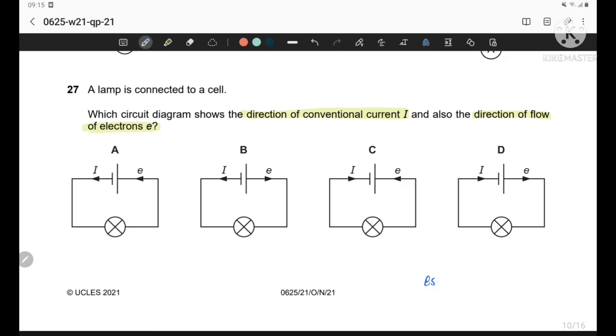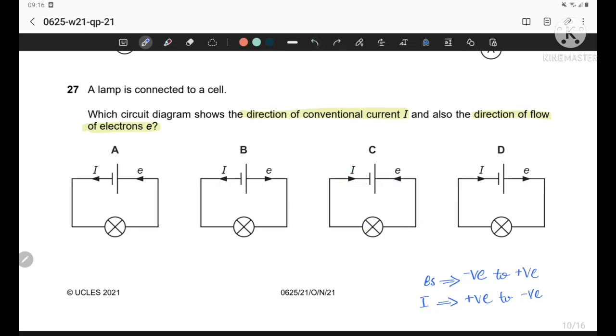So the electrons will always flow from the negative side of the battery to the positive side. But the conventional current we are considering as the opposite direction of the flow of electron. So always conventional current moves from the positive side of a battery or a cell to the negative side of a cell. Therefore, in option C, it shows the conventional current direction is from positive side to negative side, as the direction pointing in that way.